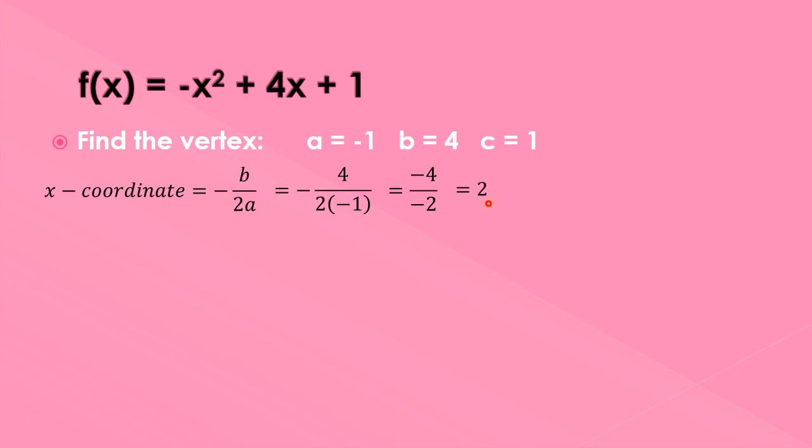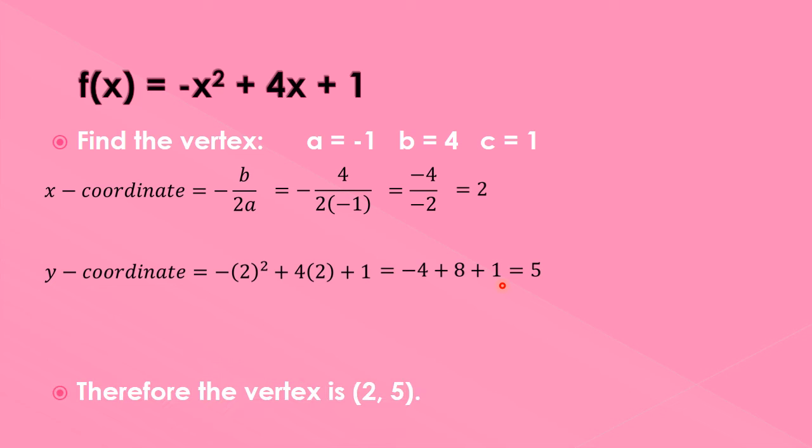Then to find the y coordinate, plug in 2 into your original equation. It will be negative 2 squared plus 4 times 2 plus 1. Then simplify this expression. Negative 4 plus 8 plus 1, the result is 5. So the vertex for this quadratic function is the ordered pair (2, 5).